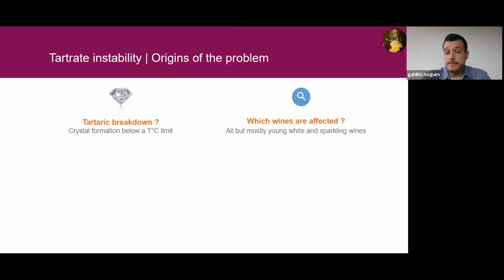So first, the problem comes from a tartaric breakdown. The crystals will appear below a certain temperature limit. So under that temperature, crystals of tartaric will grow and then fall to the bottom of the bottle. The wines that are affected are basically all the young wines: white, rosé, reds as well, sparkling as well. So basically, all different wines can be affected, but mostly the young ones.